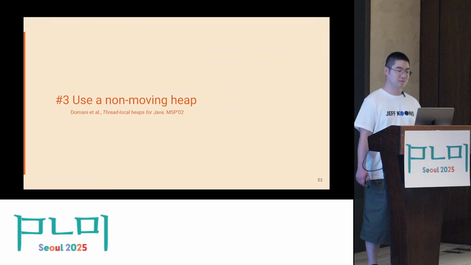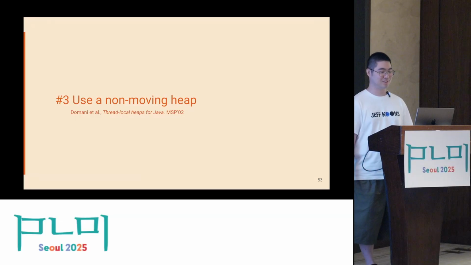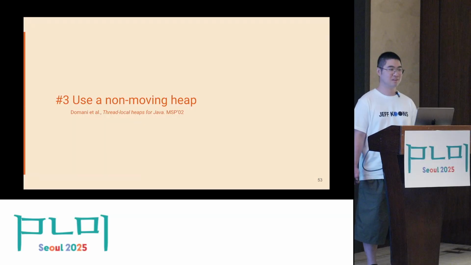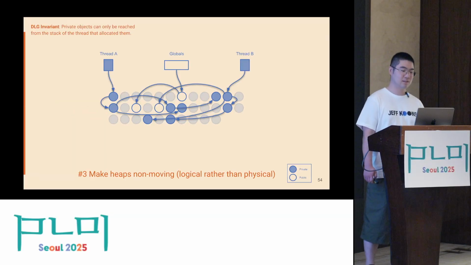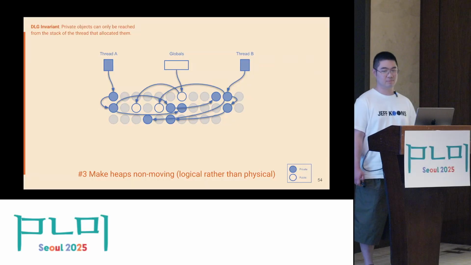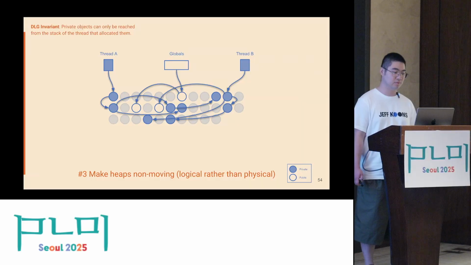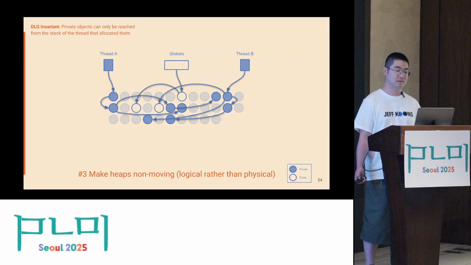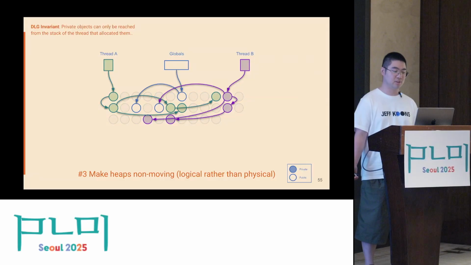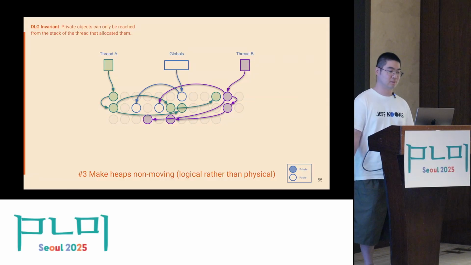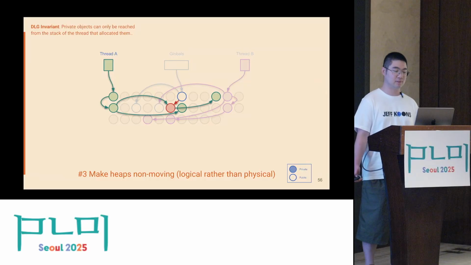So there's another solution, or naive solution, I would say. It's just use a non-moving heap. So instead of having public heap and private heaps, we just merge them into one joint non-moving heap, and public-private becomes logical rather than physical. Because no objects will ever be moved, no pointers need to be fixed. And similarly, when an object is about to be published, we just need to make sure that all objects referenced are published before the pointers are installed.